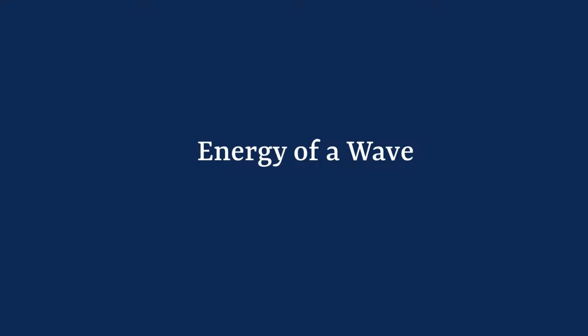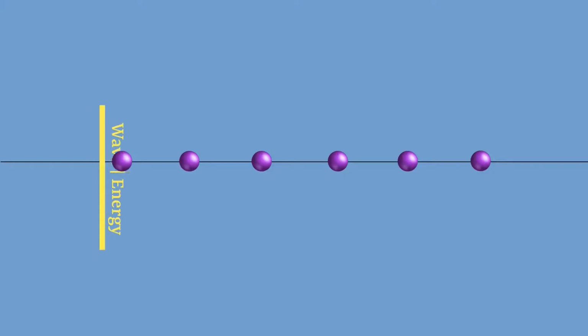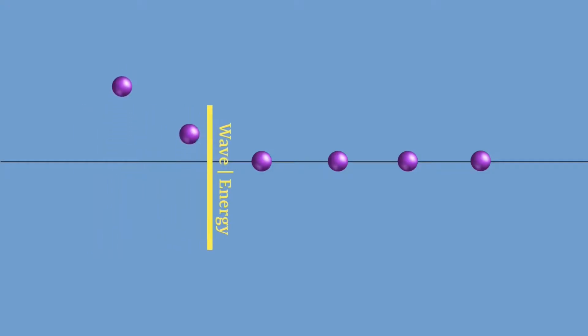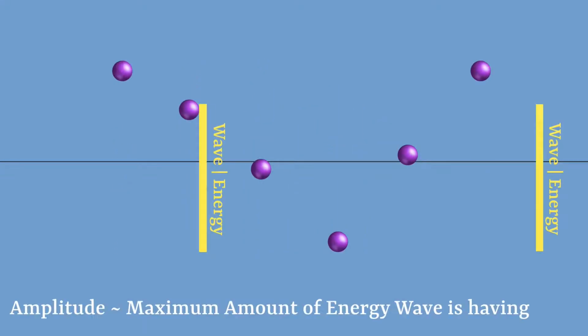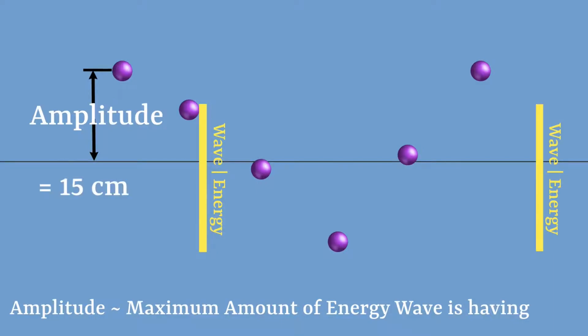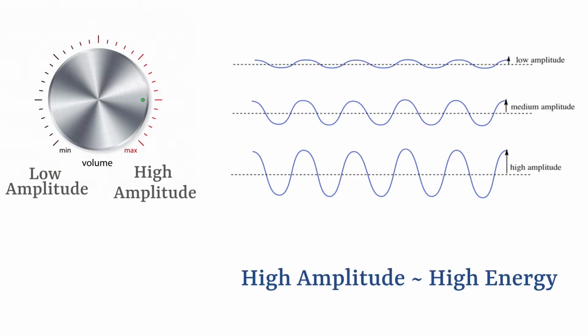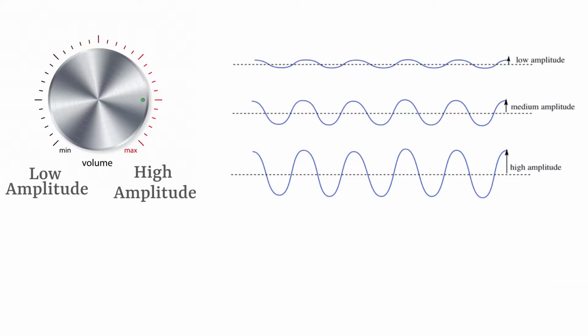Part 5. How much energy does the wave carry? We know that when a wave reaches a particle, it causes it to move. Amplitude is the term that showcases the maximum amount of energy that a wave is carrying. It is equivalent to the maximum distance to which particles have moved after coming in contact with the wave. From the figure, you can see that the maximum movement of particle n is 15 centimeters, which is also equal to the amplitude. When we increase the volume of a music player, we increase the amplitude. If a wave is carrying high energy, it will result in higher amplitude.